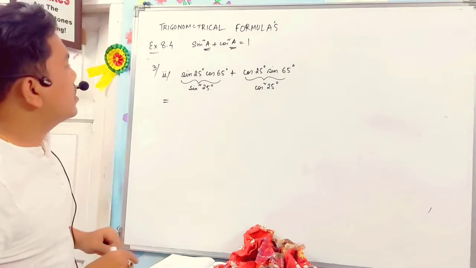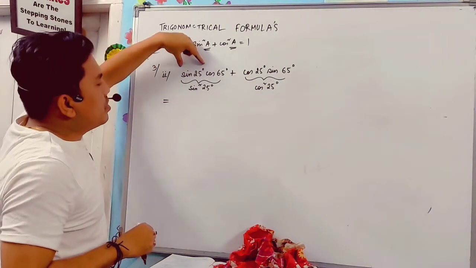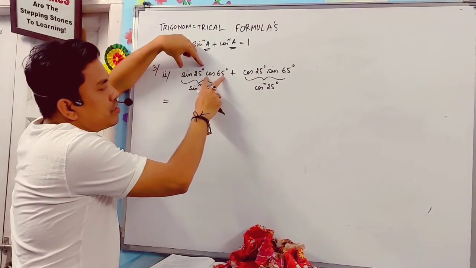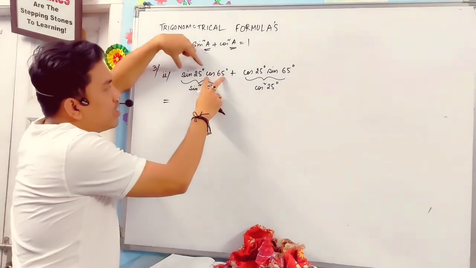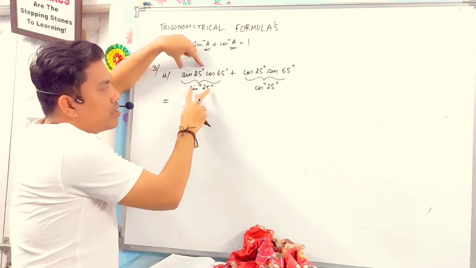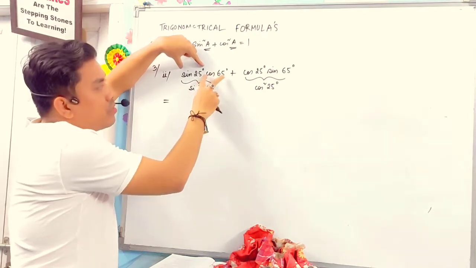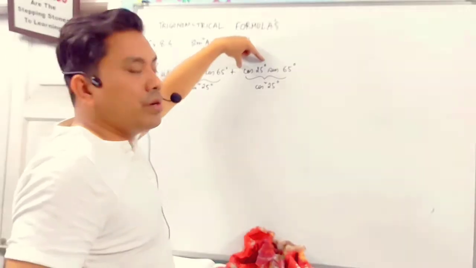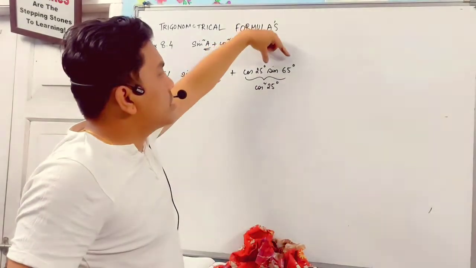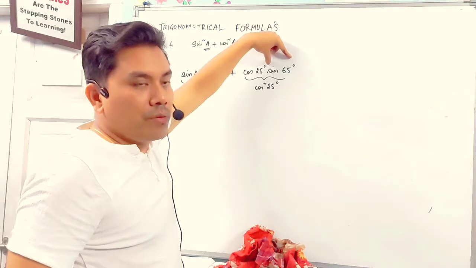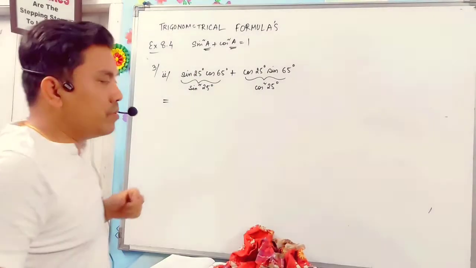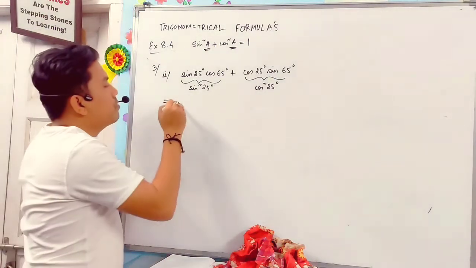Now sin 25 is already there. So we have to convert this into sin 25. Then sin 25 into sin 25 will become sin square 25. Similarly here we have cos 25 already. So now sin 65 has to be converted to cos 25. Cos 25 into cos 25 will become cos square 25. So now how to convert?